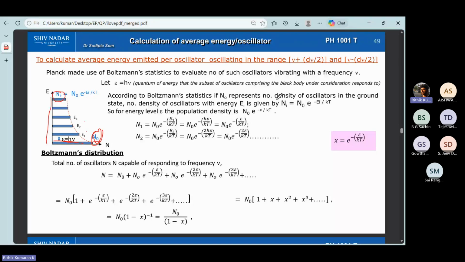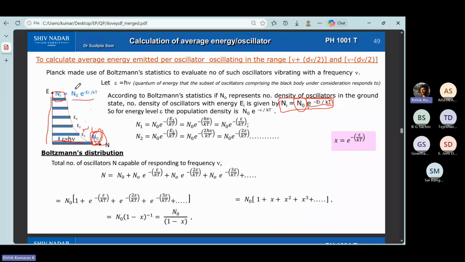So, according to Boltzmann's statistics, you can say the number of oscillators at the ith level is equal to the number of oscillators at the base level times e to the power of some term. So this term you know. So this is the whole formula. So n0, how many oscillators will I have? N0. For n1, how many oscillators will I have? N0 times e raised to the power of the energy of level 1 divided by kT. Correct? So you can go up to Ni.